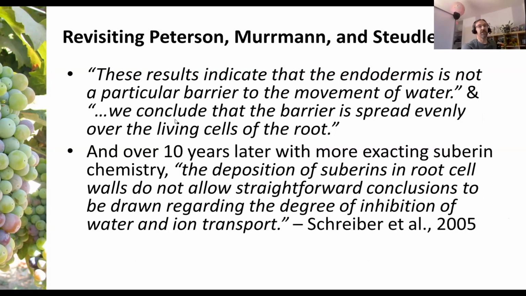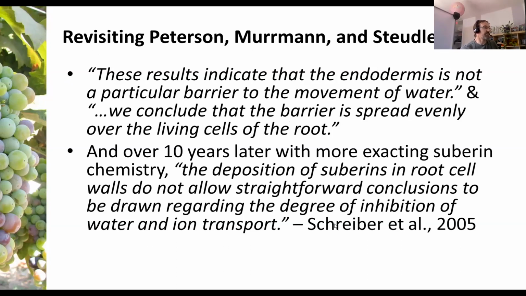So they wrote in their paper, and this is a quote from their discussion: these results indicate that the endodermis is not a particular barrier to the movement of water. And we conclude that the barrier is spread evenly over the living cells of the root. I think that that's a great line. I like that line a lot. That it's kind of silly of us to focus on these single cell layer structures. They may be important, maybe for other reasons, maybe in ion uptake or controlling root pressure or something. But when we think about how roots take up water, I think that this is a nice way to look at it. This idea that it's spread evenly across the tissues.